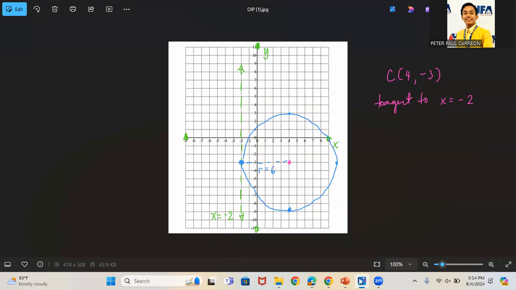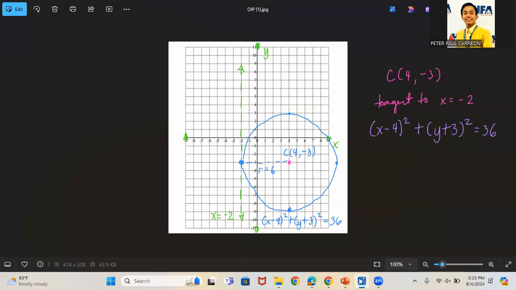Let's label also the center at (4, -3). So again, it's very easy to identify and label the standard equation of the circle. That becomes the quantity (x - 4) squared plus the quantity (y + 3) squared is equal to 36, because we have a radius of 6. So the answer there is, again, let me rewrite it algebraically: the quantity (x - 4) squared plus the quantity (y + 3) squared is equal to 36. I hope you understand.